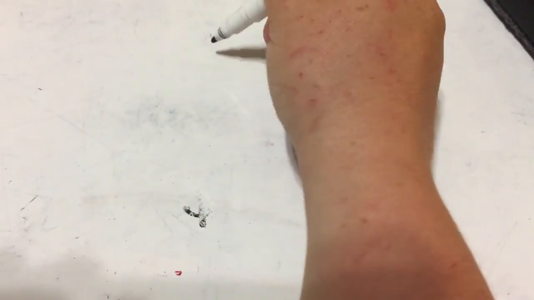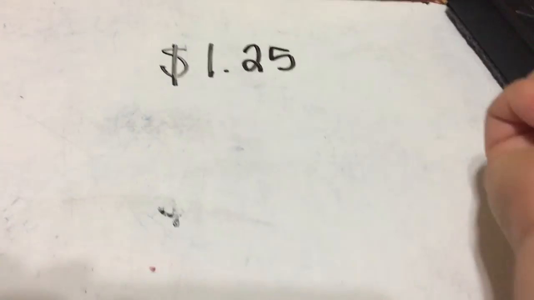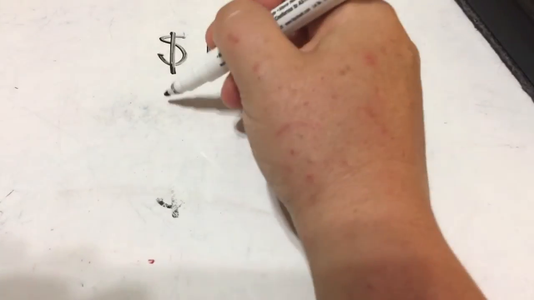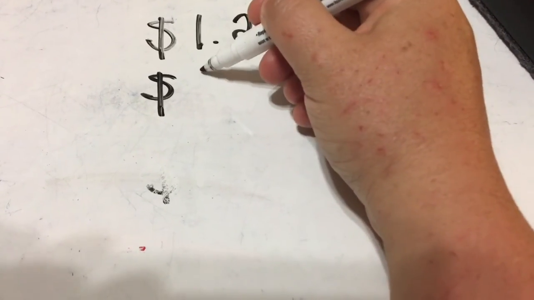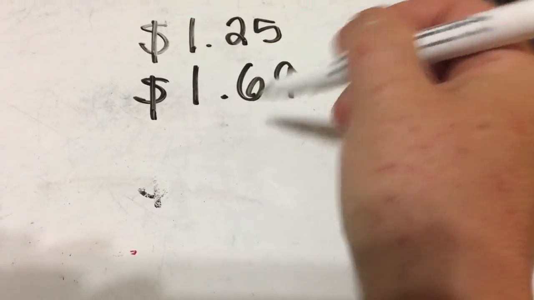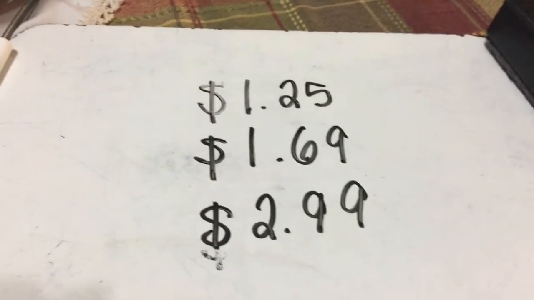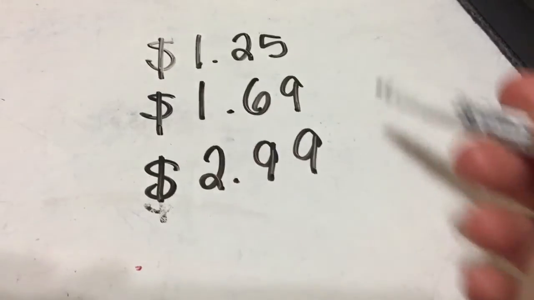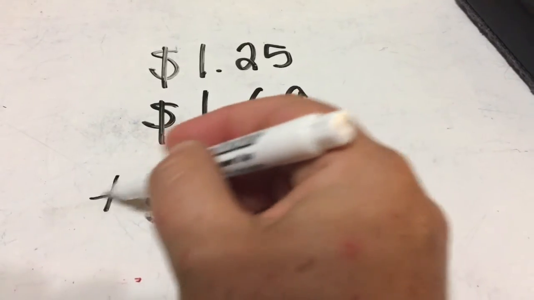Let's say that a customer buys 3 items. So let's go ahead and say that they bought something for $1.25, something that costs, let's say that was a candy bar. Let's say they got a coffee for $1.69. And let's say that they got a breakfast sandwich for $2.99. So how much did the customer spend? So we are going to have to add up 3 numbers here. So we're going to add them up.